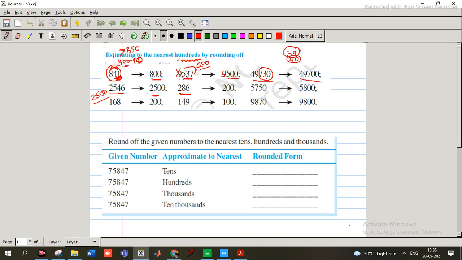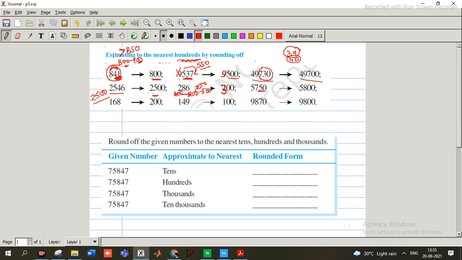Okay, it's 286. So this number will be in between 200 to 300. As it is greater than 250, so I'll write it as 300. Sorry, here they have made a mistake. It will be 300. Okay.